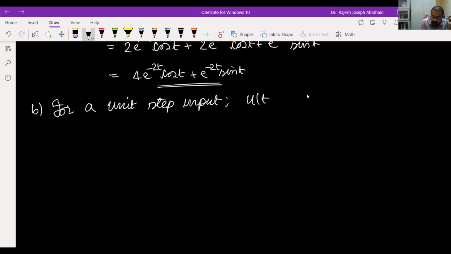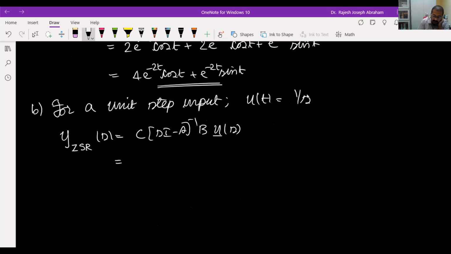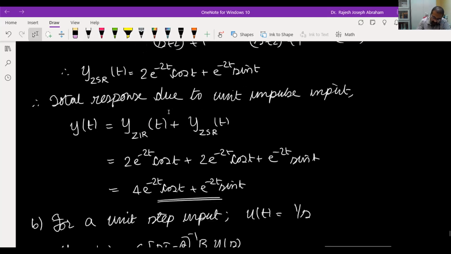what is U of t? Unit step input means 1. So it will be 1 by s. Okay. So we have to find what is the output component due to zero state response. Okay. What will be that? That will be C into (sI minus A) inverse B into U of s. Okay. So C into (sI minus A) inverse B. What is that?